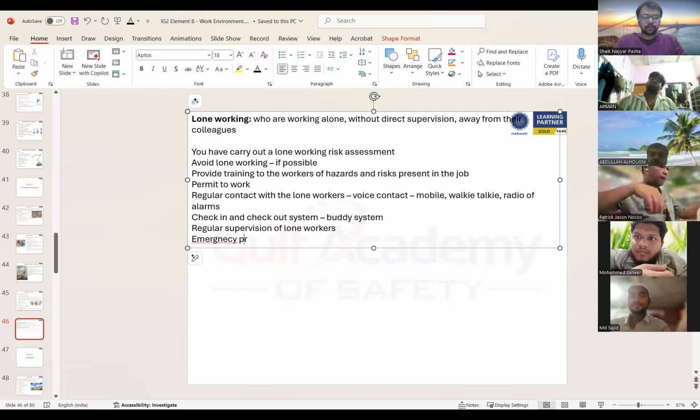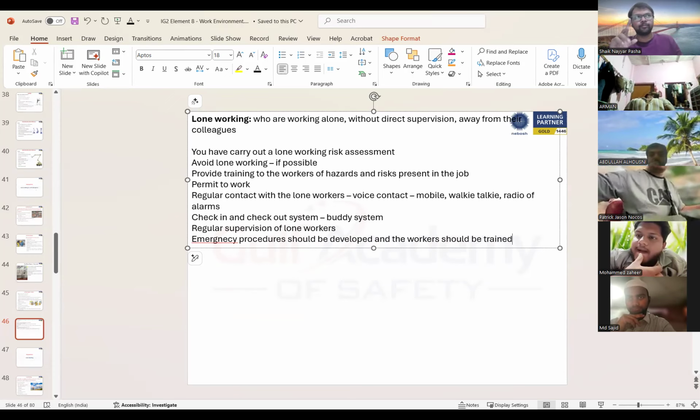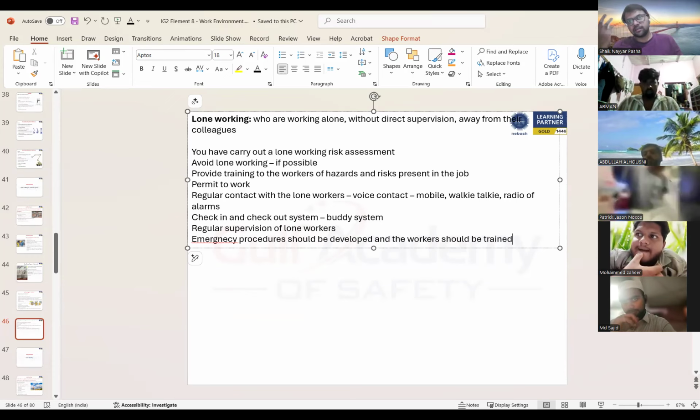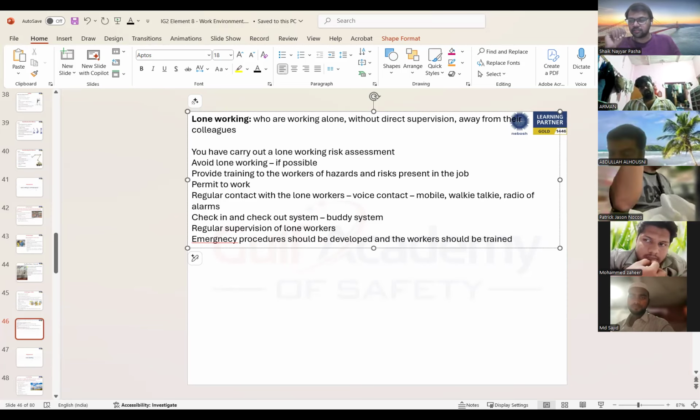Emergency procedures should be developed, and the workers should be trained on what to do in case of an emergency. And one more thing: lone workers might be working in this industry but away from the sites, and hazards and emergencies could arise in the workplace. So emergency procedures should be trained.